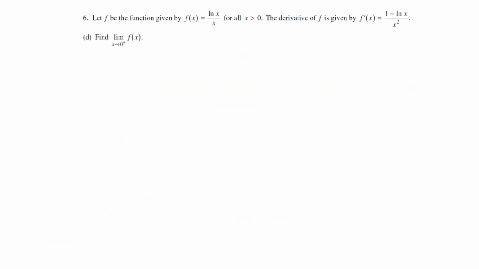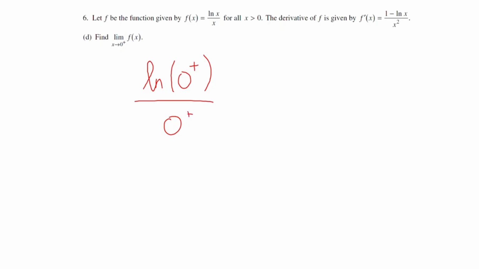And here in part D, it wants us to find the limit as x approaches 0 from the right of f of x. So if we think about this, well, we've got the natural log of 0 from the right-hand side divided by 0 from the right-hand side.